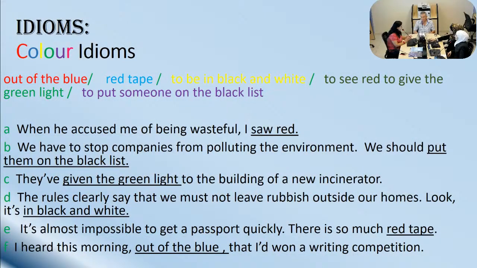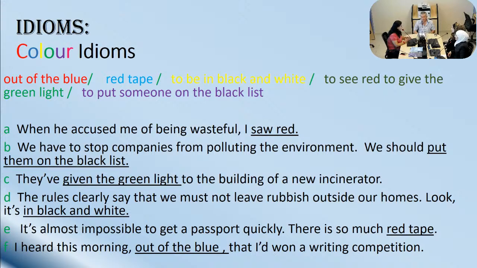Now the floor is yours to talk about color idioms. Thank you. We've got a few color idioms. They've got to understand their meaning so that they can choose between brackets. Out of the blue, red tape, to be in black and white, to see red, to give the green light, to put someone on the blacklist. We're going to have examples to show their meanings.